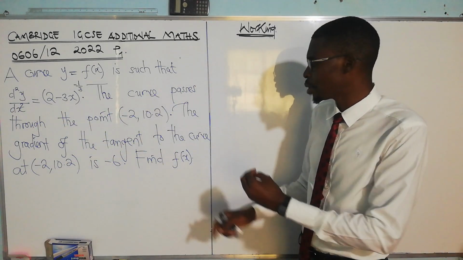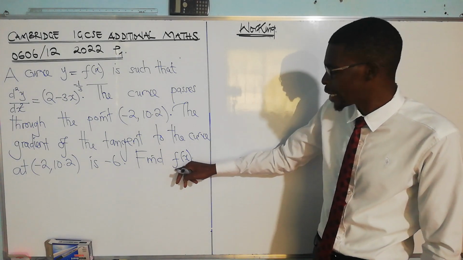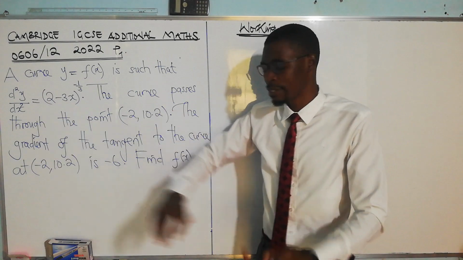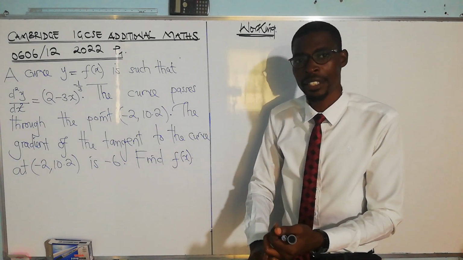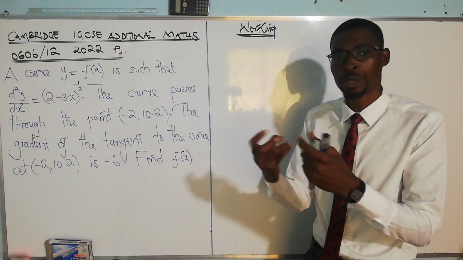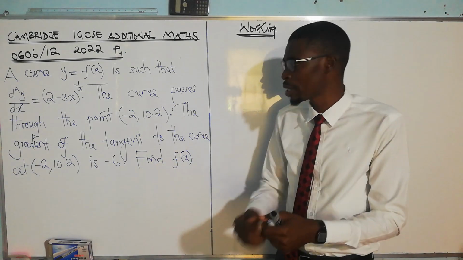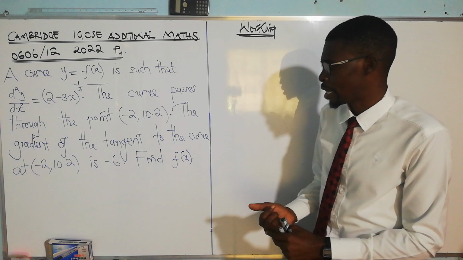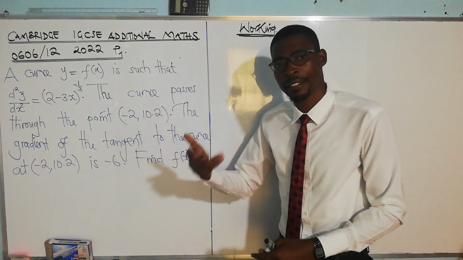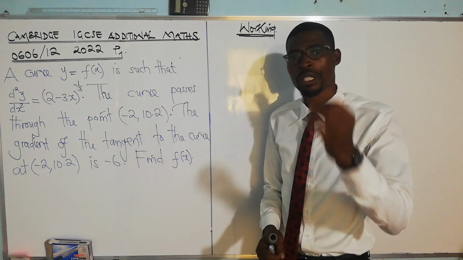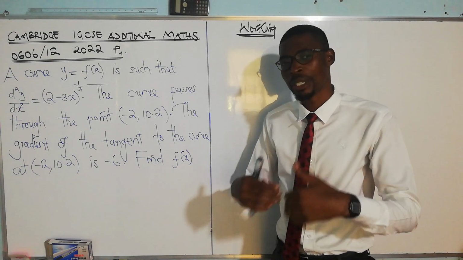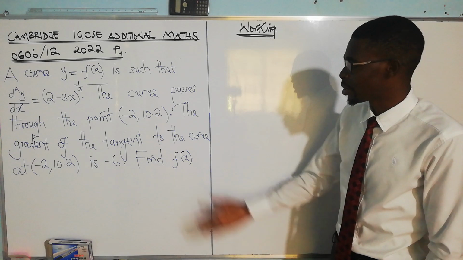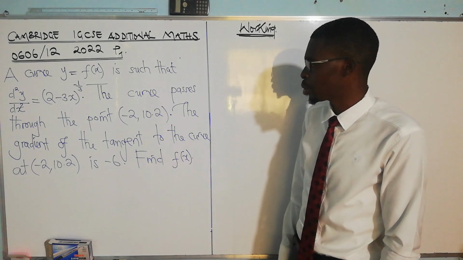Therefore, for us to reach the function itself, we are supposed to integrate the second derivative twice. The first integration will help us to obtain the first derivative, which is called the gradient function of the curve. Having obtained the gradient function of the curve, we are now going to integrate it to get the function itself. So that is what we are going to do.